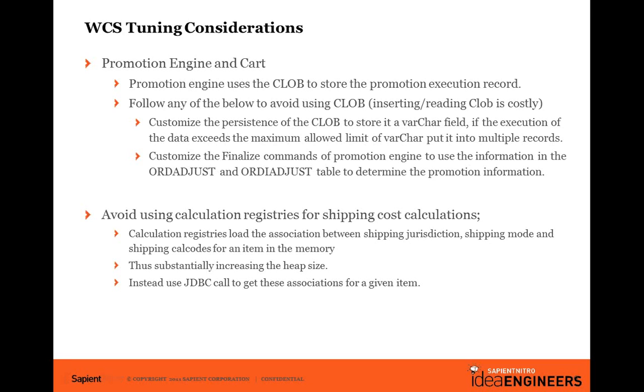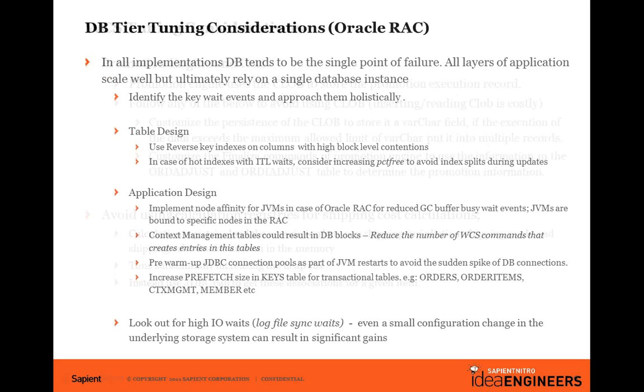So I'm moving on to the database tier tuning considerations. The database, as you know, is a single point of failure. You can have every layer scale very well, but ultimately everything relies on a database instance. You could write a book on it, but key things that have helped us: consider using reverse key indexes when you have table columns with very high block contentions, implement node affinity, which we talked about earlier, and warm up your JDBC connection pools.